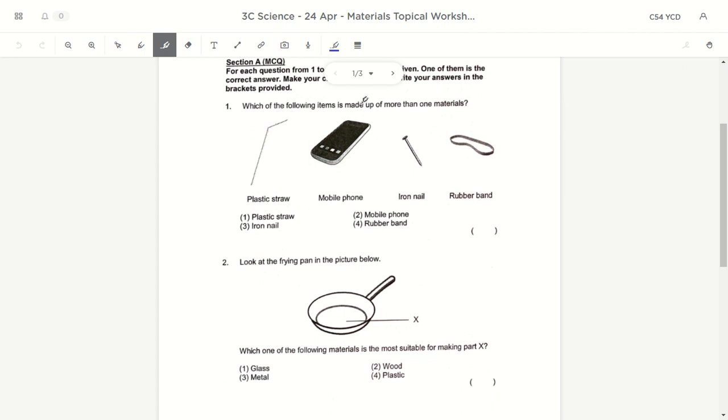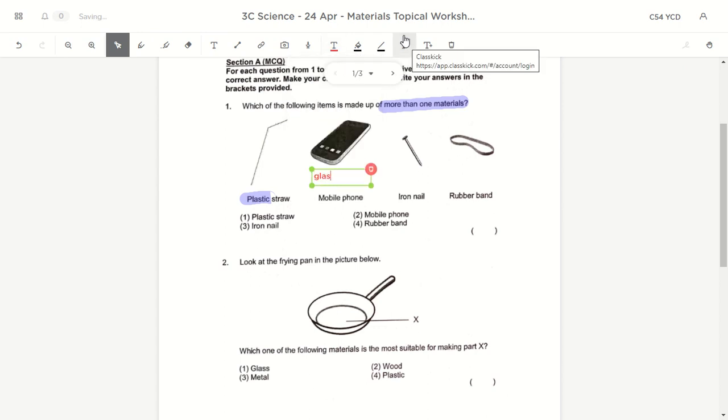Okay, which one of the following items is made up of more than one material? So which one of these four things are made up of more than one material? Plastic straw, made of only one material, plastic. So mobile phone, you realize that can be made out of many different materials. The screen may be glass, and then maybe you have the metal part of it, and then maybe some parts are plastic. So for mobile phone, there are many different materials that make up a mobile phone. So it looks like mobile phone is the answer, but let's go through.